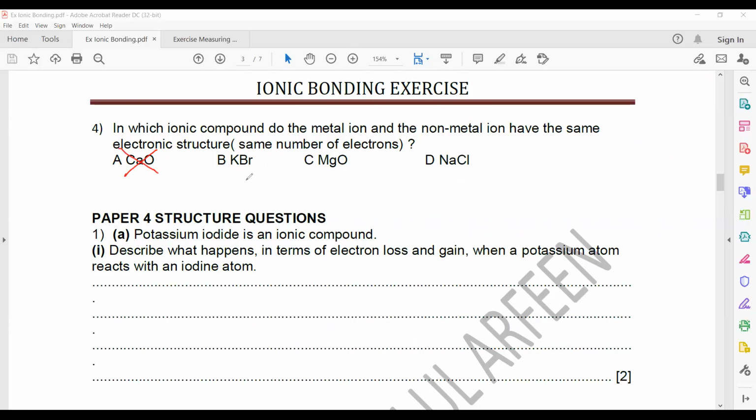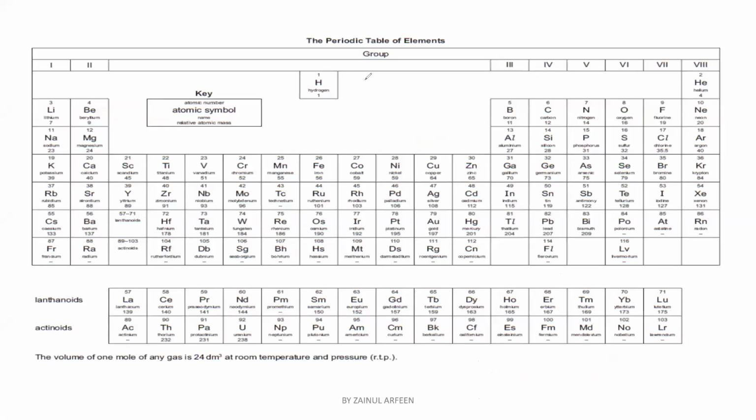Then we check option B. Option B is potassium bromide, or KBr. When we check the position of potassium, this is the position of potassium and it is having 19 electrons, the potassium atom. And when we check bromine, here is bromine and it is having 35 electrons. This is for the potassium atom and bromine atom.